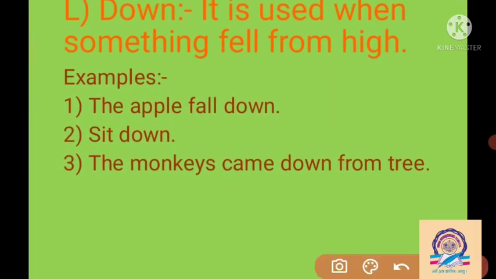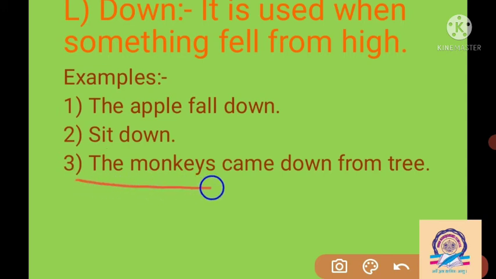Then "down" is given here. It is used when something falls from high, from upper to down. At those times we have to use down. Like, the apple fell down. The apple fell from the tree, from upper to down. So down is used when something goes from upper to down. Like sit down. When we stand up, then we have to sit. So we change our motion from the upper side to the down side. We sit on a chair or on benches.